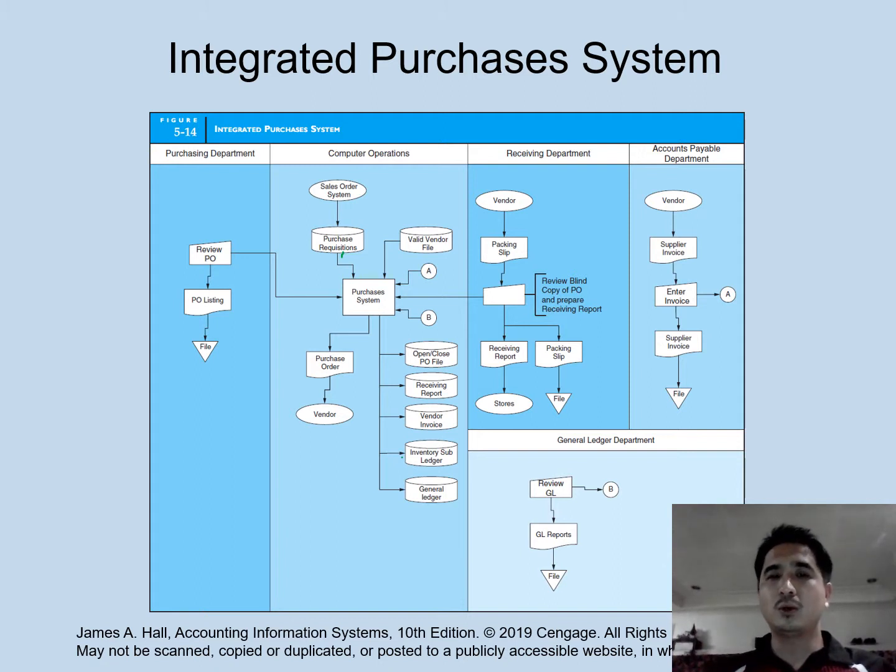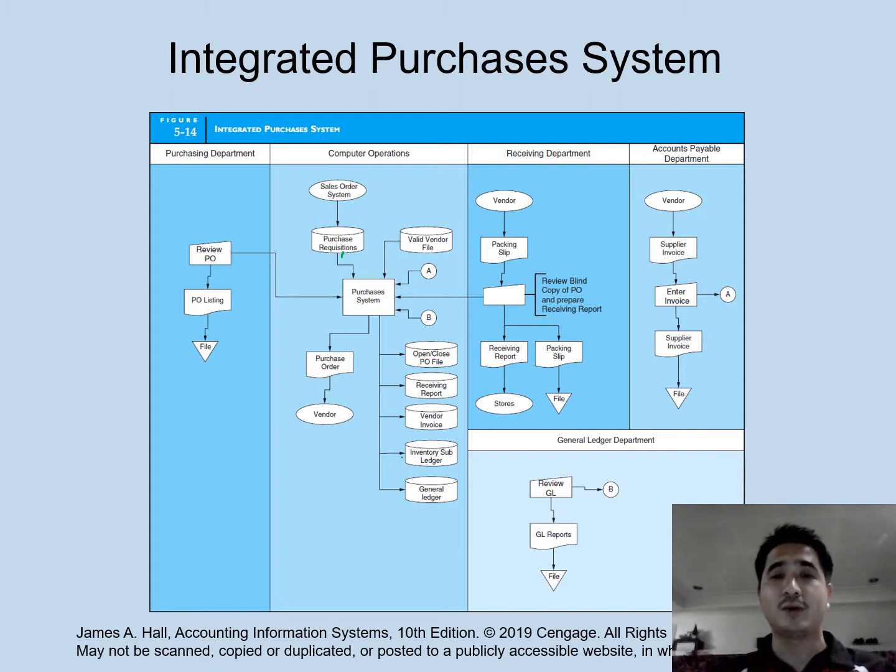So the goods come with the packing slip. Remember, in the sales order processing system, the packing slip goes with the goods. And so when the goods are sent to the customer, or in the case of the purchase cycle, the buyer, we also receive the packing slip. And based on the goods, the packing slip, and the blind copy of the purchase order, the goods will be inspected and the receiving report will be prepared and entered to the system. The hard copy will be sent to the stores.